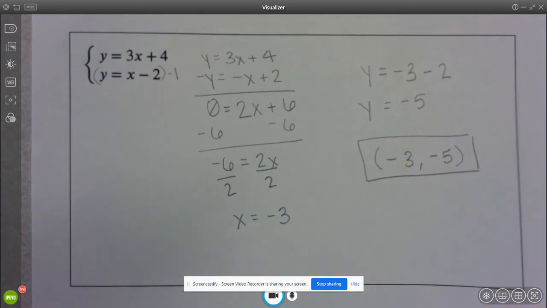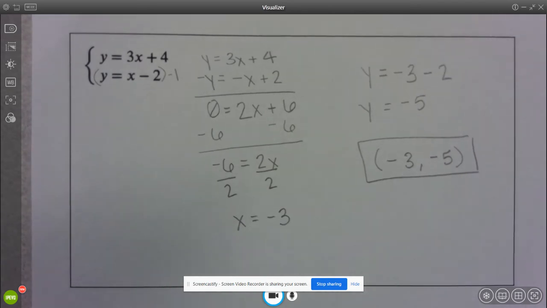And again, just as a reminder, this is not a calculator unit.